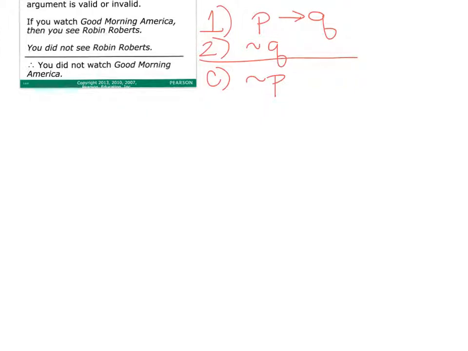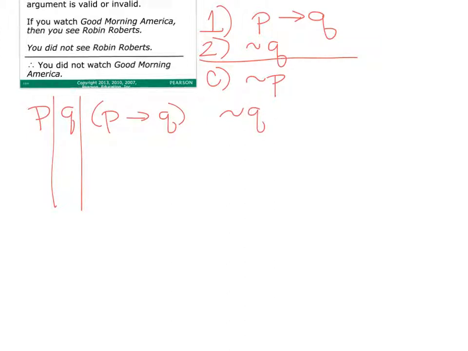We want to prove that this is true. To prove this is true, we're going to have to first find P and Q. We're going to have to find if P, then Q. We're going to have to find the negation of Q.